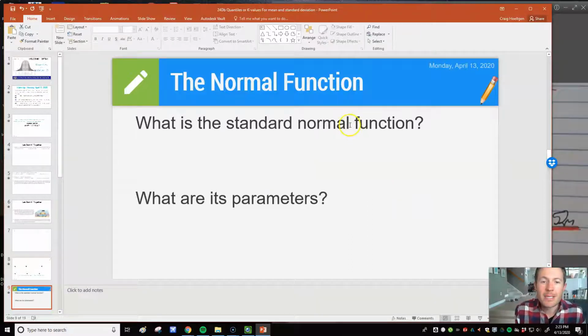Okay, the standard normal function, remember that's the huge equation. I don't have it queued up right here, but that's the big equation. Its parameters, that's standard deviation, a score, a mean, bounds. Those are all things that go into that big equation, the normal PDF equation.